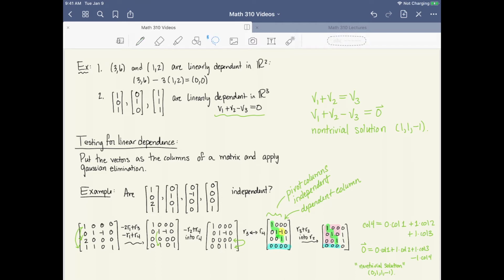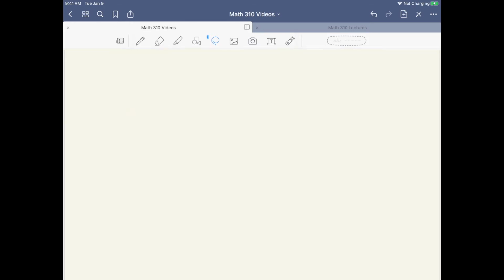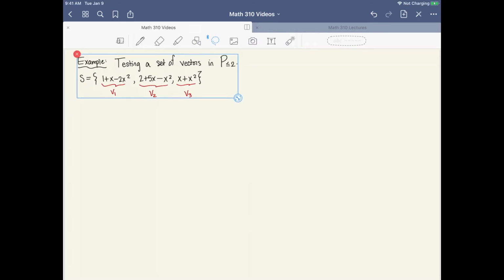Now I'd like to do one more example, which is not in Rn. Well, actually, we're going to be able to encode it so that it is in Rn, but at first glance, it's going to look like a problem that's different.